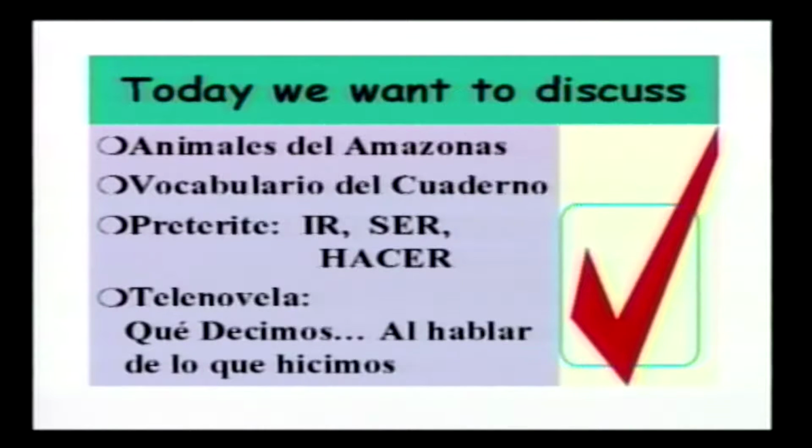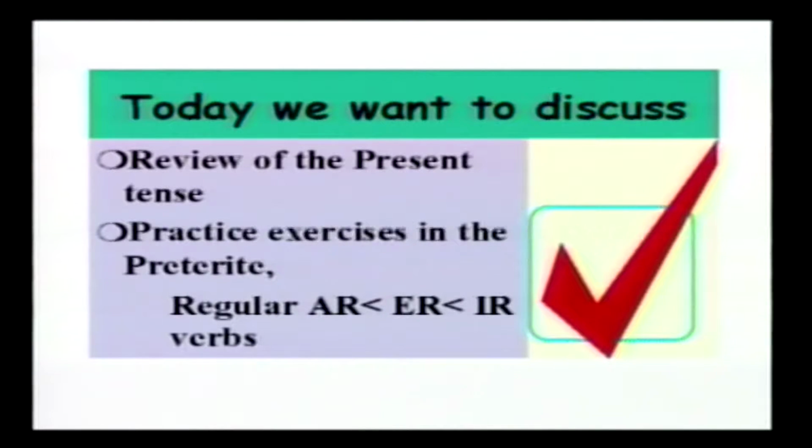Hoy vamos a comentar sobre animales del Amazonas, el vocabulario del cuaderno, el pretérito ir, ser, hacer, en la telenovela ¿Qué decimos? Al hablar de lo que hicimos. A review of the present tense. We're going to practice exercises in the preterite for regular AR, ER, and IR verbs.